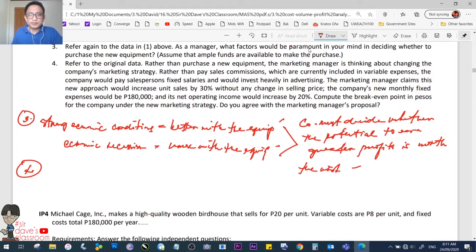Rather than purchase new equipment, the marketing manager is thinking about changing the company's marketing strategy. Rather than pay sales commission, which are currently included in variable expenses, the company would pay salespersons fixed salaries and would invest heavily in advertising. The marketing manager claims that this new approach would increase unit sales by 30% without any change in the selling price. The company's new monthly fixed expenses would be 180,000 and its net operating income would increase by 20%. Compute, number 1, break-even point in pesos for the company under the new marketing strategy. Number 2, do you agree with the marketing manager's proposal?